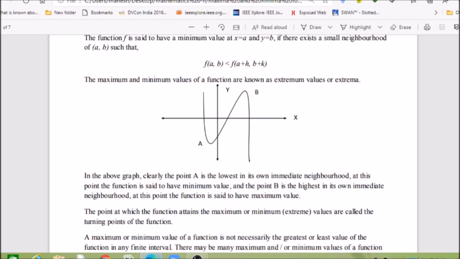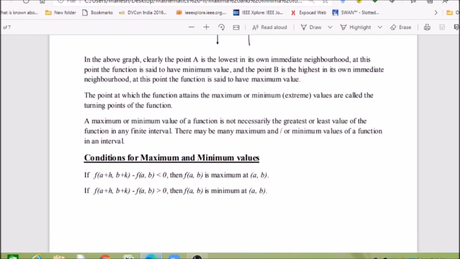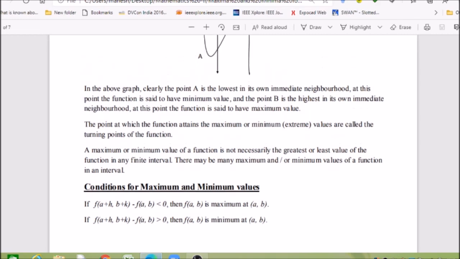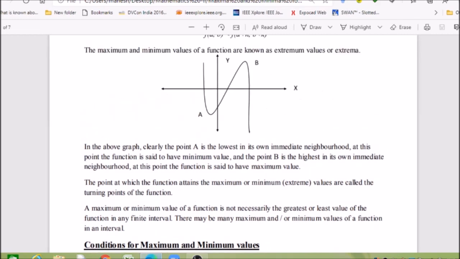So in the below graph, if you see, the point A is the lowest in its own immediate neighborhood. At this point, the function is said to have a minimum value, and point B is the highest in its own immediate neighborhood. At this point, the function is said to have a maximum value. A point at which the function attains the maximum or minimum value is called a turning point of the function. In the above graph, we have two turning points, at A and at B.